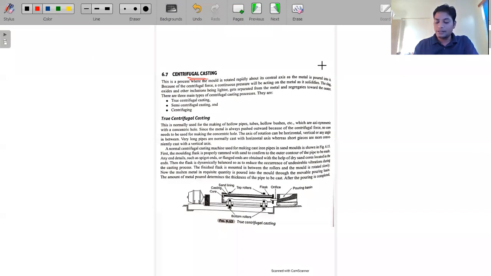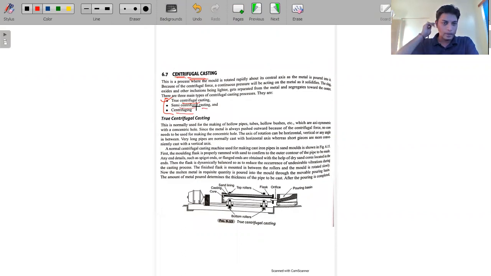Centrifugal casting is used if we have to produce hollow castings. Let's see, there are three types of casting. First is the true centrifugal casting, which sometimes we also call simply centrifugal casting. Then there is the semi-centrifugal casting and the centrifuging casting.